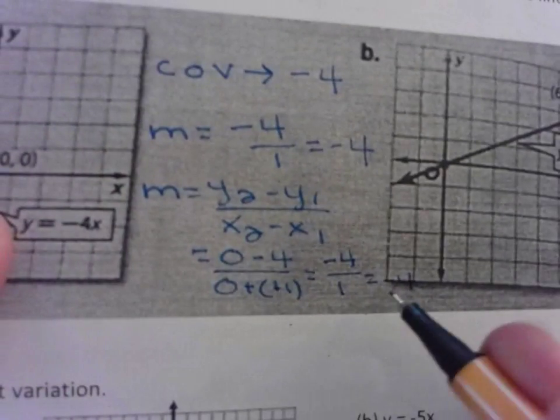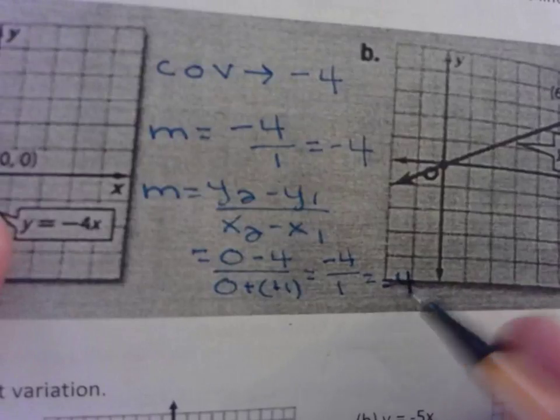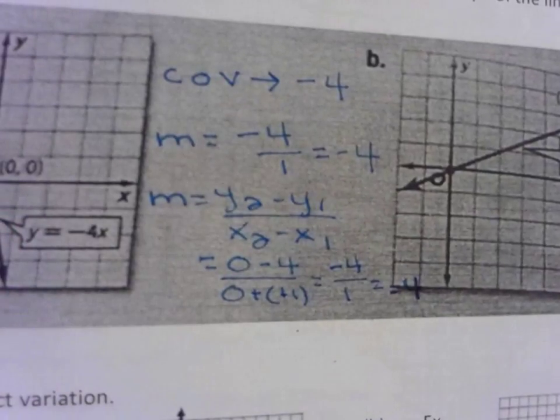They all three are the same, negative 4. That's what you should notice. So the constant of variation, look at your equation, it's the number in front of x. Then find your slope either by using rise over run or by using the slope formula. I don't care which way.